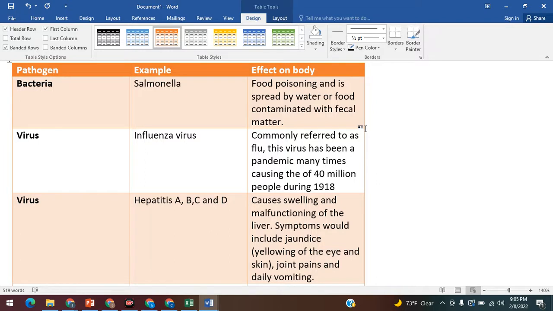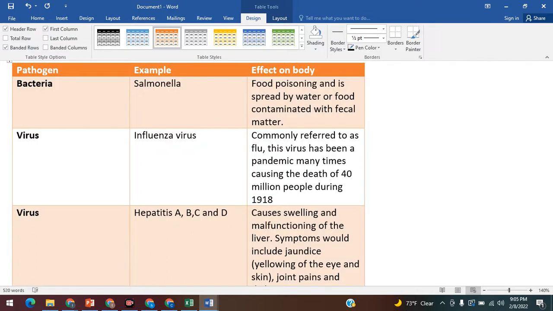I think you made a typo error. Say it again. I said, I think you made a typo error. Where? In influenza, the effect on the body, commonly referred pandemic, this virus has been a pandemic many times, causing. Yeah, I have a typo. Causing the death, right? Yeah. Causing the death of 40 million people.